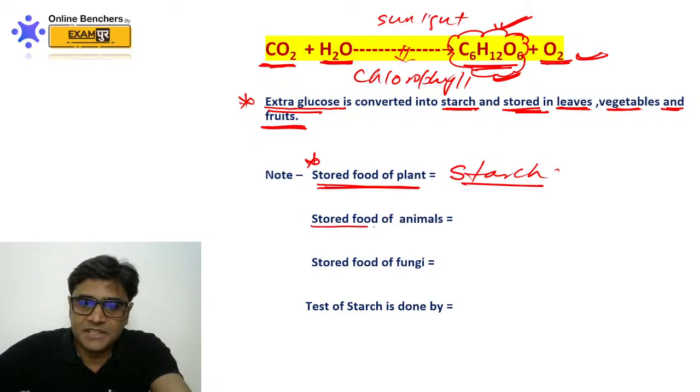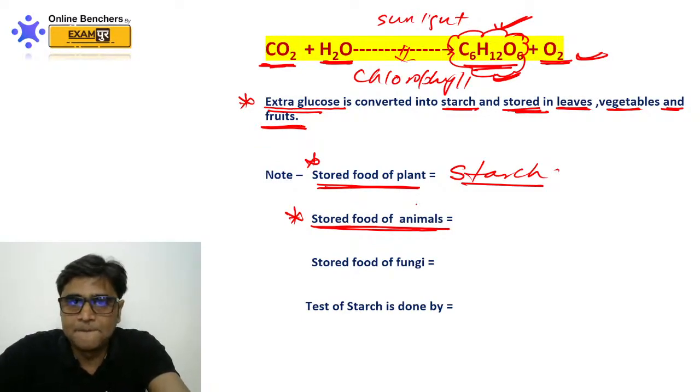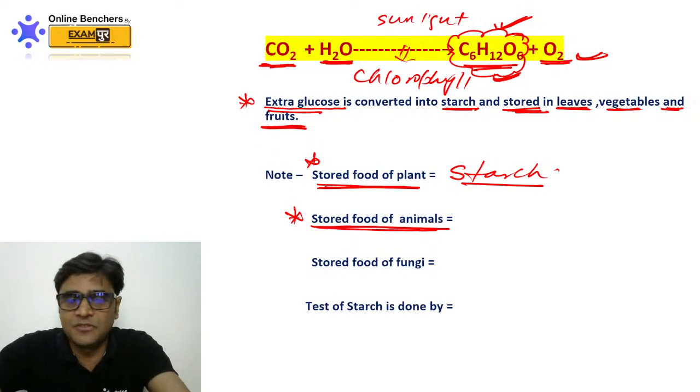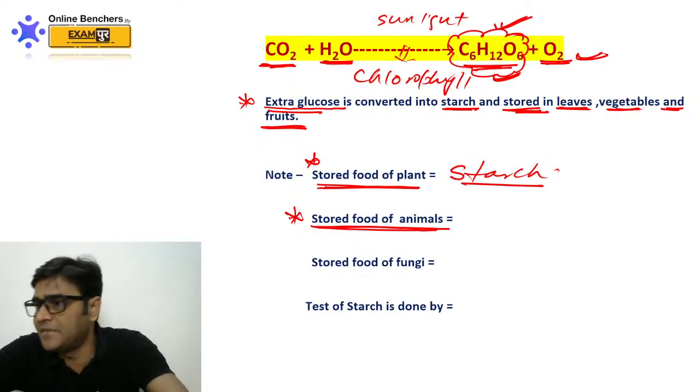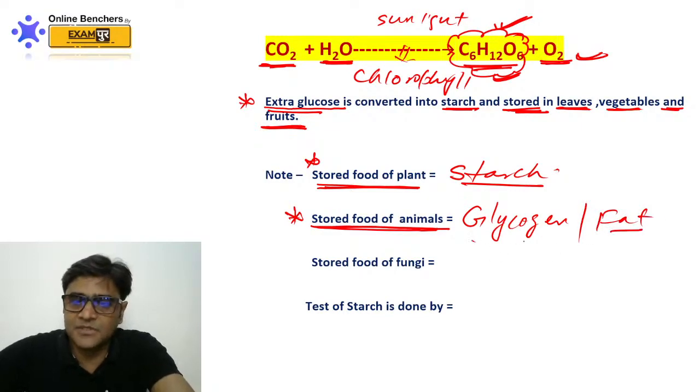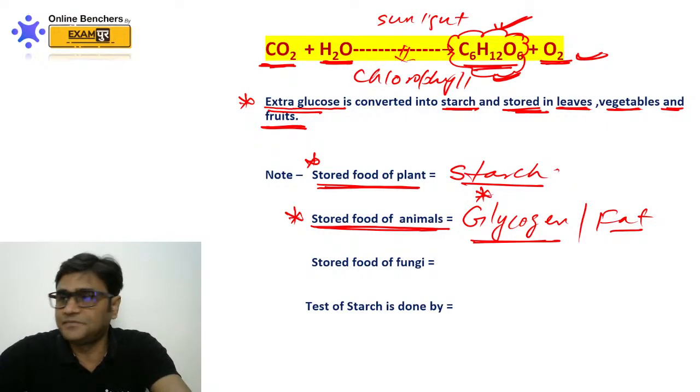But if the question is, this is a very important point, never forget it, please remember, what is the stored food of animals? If the question is what is the stored food or reserve food of the plant, your answer should be, no doubt, starch. But if the question is what is the stored food of animals? Yes, your answer should be glycogen. If glycogen is not in the options, your answer should be fat. Absolutely right. If both are in the options, we will give priority to which one? We will give priority to glycogen.